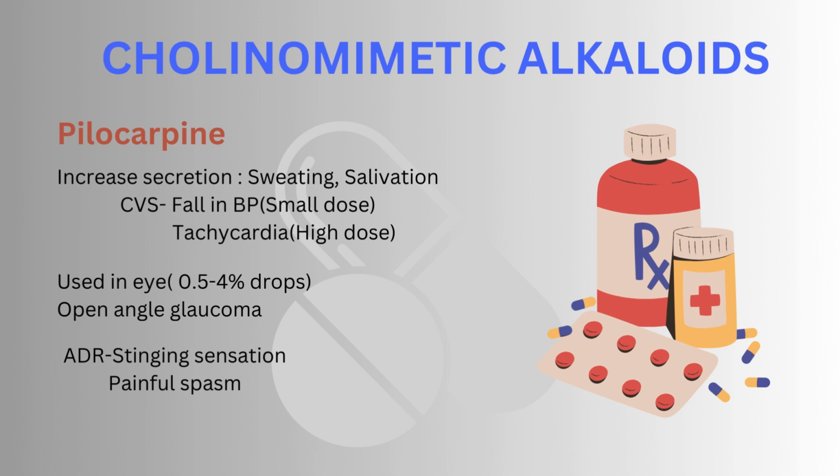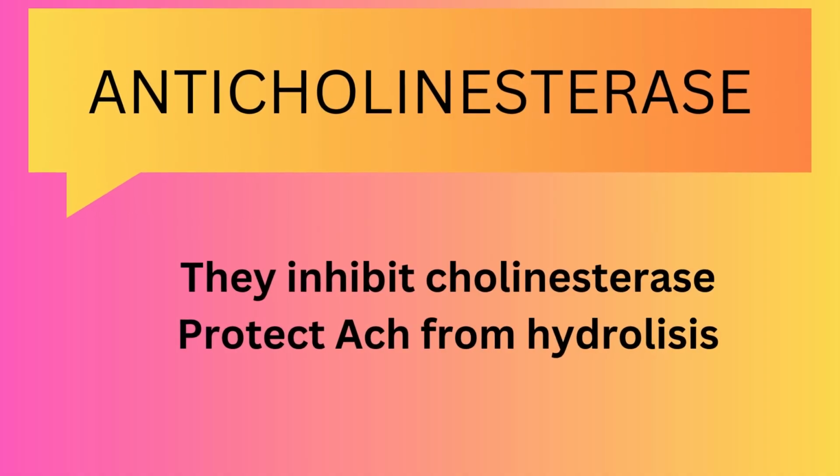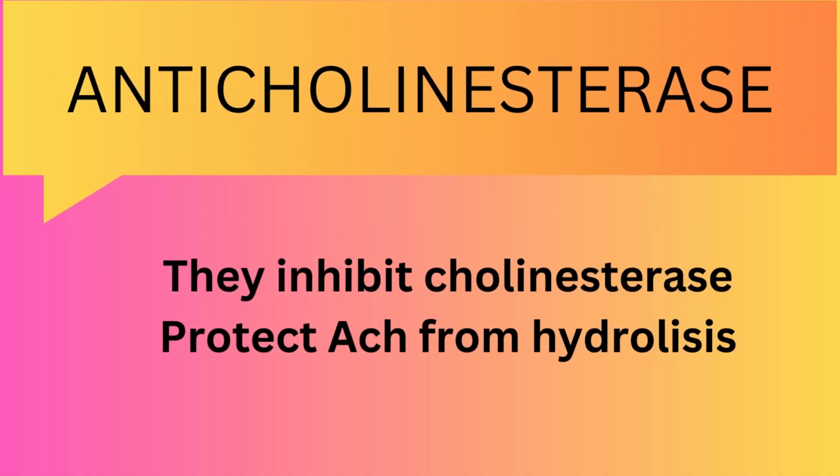A small dose of pilocarpine produces a fall in BP, and high doses lead to tachycardia in the cardiovascular system. A 0.5 to 4% solution of the drug is used in the eye for open-angle glaucoma. It has adverse drug reactions such as stinging sensation and painful spasm. Another category of cholinergic drugs is anticholinesterase.